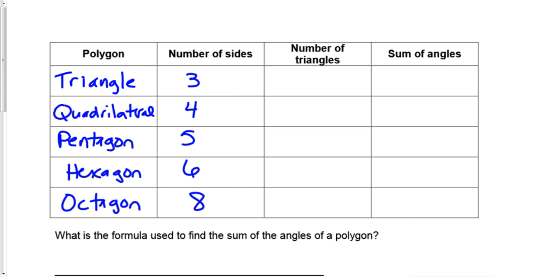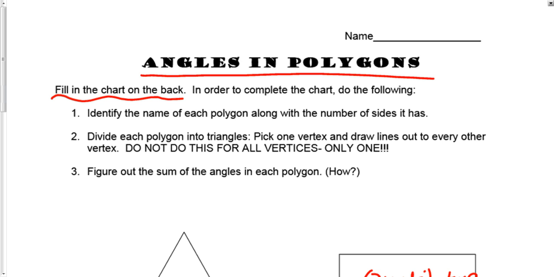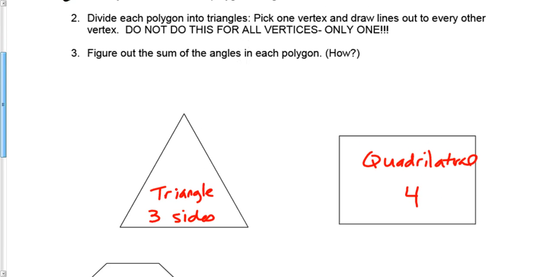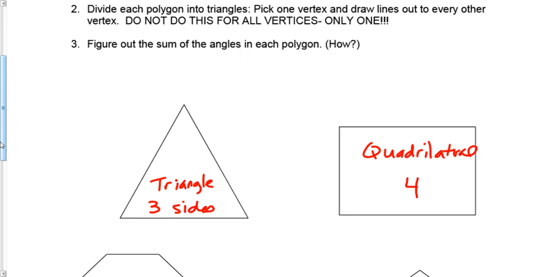I'm going back to the front. So back on the front, we've done step 1. Check that one off. We need to now do step 2, which is to divide each polygon into triangles. The directions on how to do that are written right here. Pick one vertex and draw lines out to every other vertex. Do not do this for all the vertices, only one.